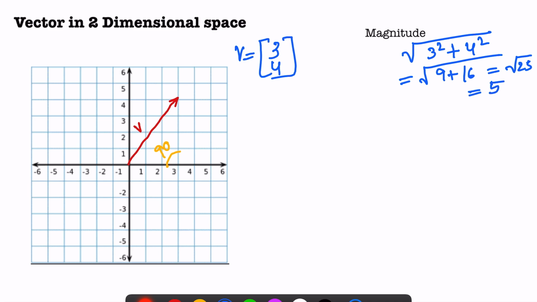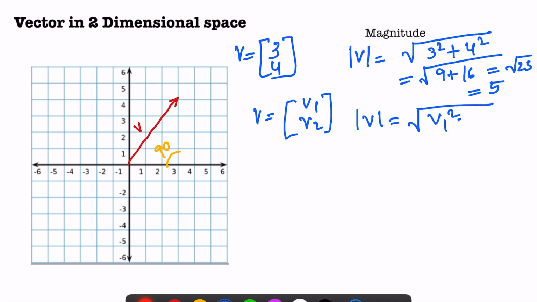is 5, right? And we write the magnitude of a vector like this, mod of v. Sometimes we call it norm of v, or let's say we call it magnitude or length of the vector. So in general, if one vector is v1, v2, then mod of v will be square root of v1 square plus v2 square.